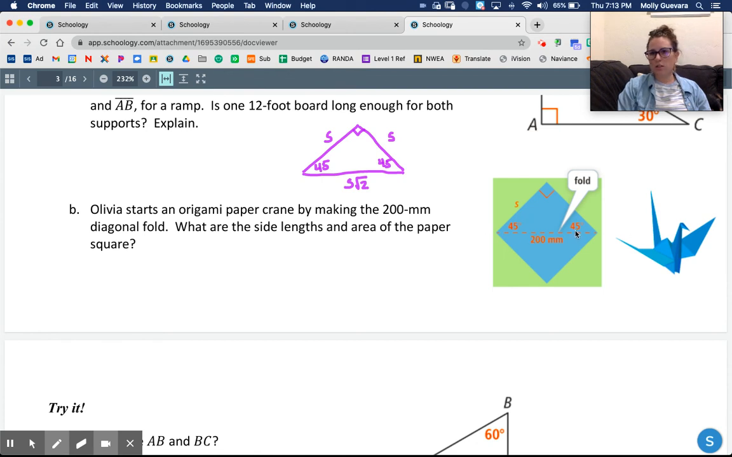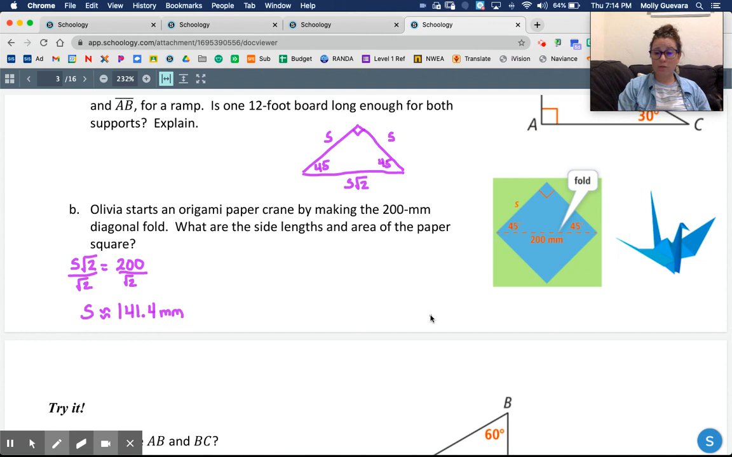But I'm told that it's 200. So that tells me that S square root of 2 is equal to 200, because that's what the actual length is. So I can divide both sides by square root of 2. The square root of 2 is just a number, right? So I can do that in my calculator. And I get about 141.4 millimeters.